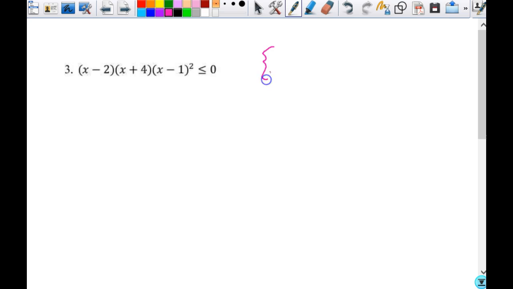All right, so I've got, let's see, negative 4, 1, and 2. So here's my negative 4. Here's my 1. Here's my 2. These are all closed circles, right?